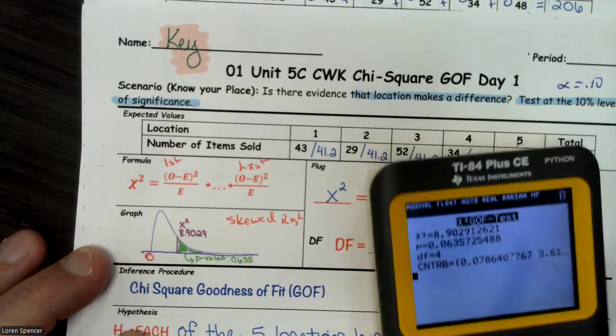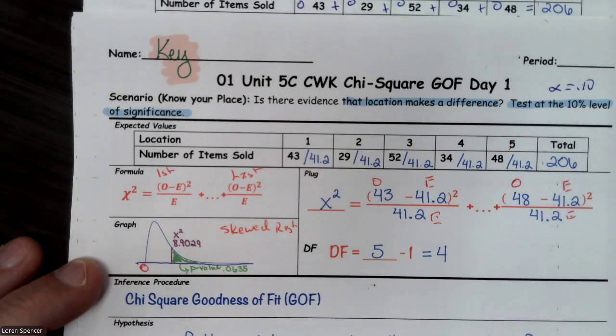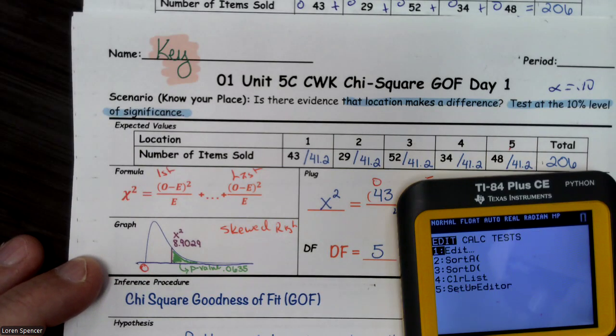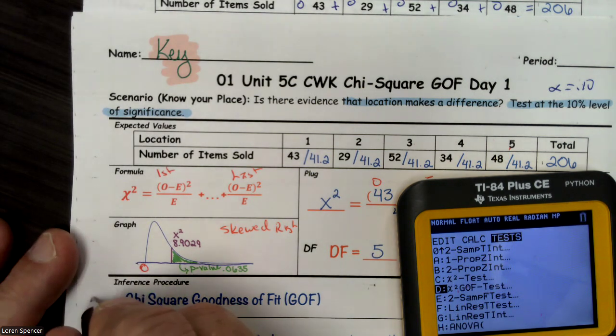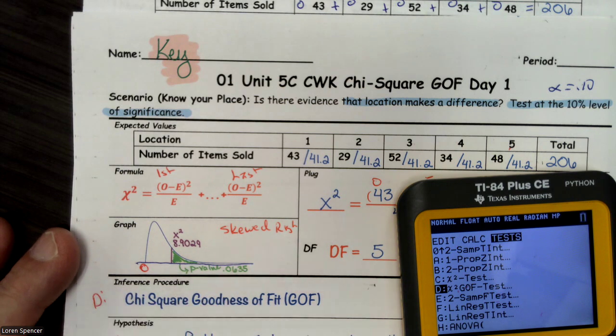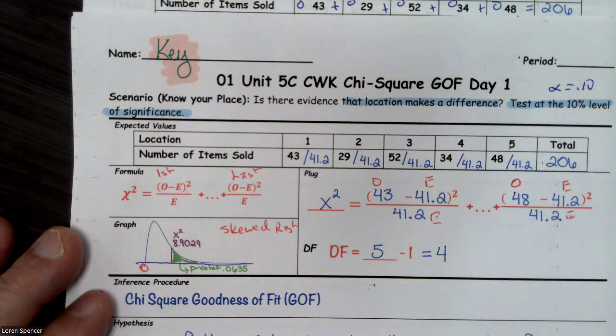Well, what type of test are we running? We're running a chi-squared goodness of fit. And when we said stat test, that was letter D on the calculator. So I'm going to put a D here just so you know where you went. But chi-squared goodness of fit, just don't put the chi symbol, write the word chi. And please don't say chi, it's chi-squared goodness of fit.